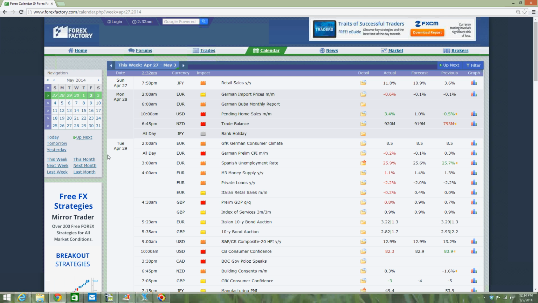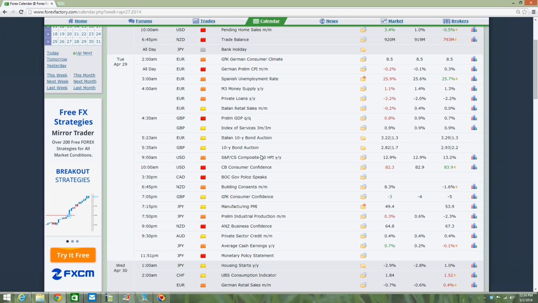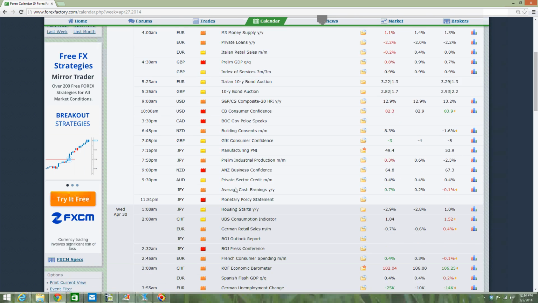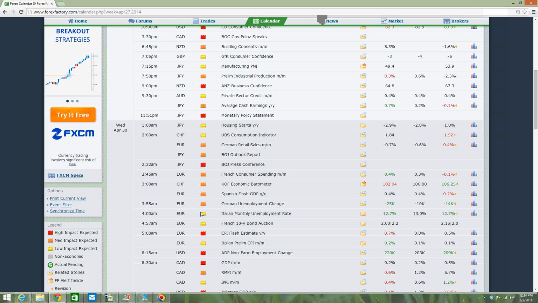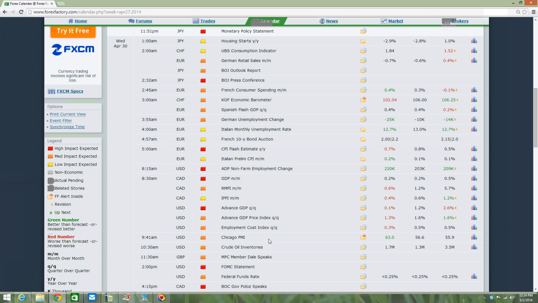For example, here on Tuesday this week, the 29th of April, we had the German preliminary CPI. Now, this is the inflation. Also this week, we had the CPI flash estimate in Europe yesterday, on Wednesday, the 30th of April. Now this is the inflation, and so on and so forth.